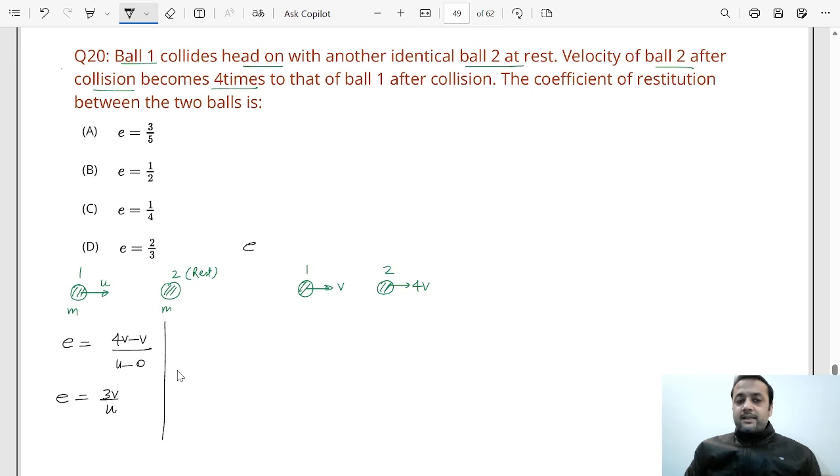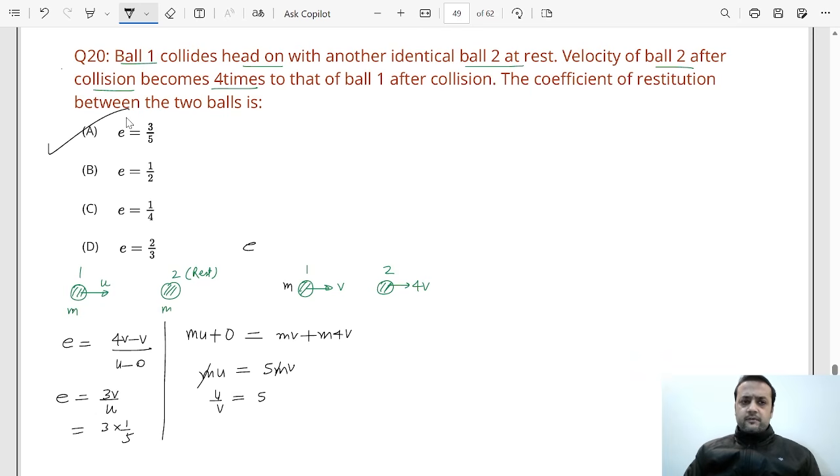Secondly, we know that momentum will remain conserved, which means m into u plus 0, because this was at rest, should equal m into v plus m into 4v. That means this will become 5mv. 5mv will be equal to mu. So from here you can see that u by v is 5. So basically v by u is 1 upon 5. So we can say that restitution will be 3 by 5. So option A will be the correct answer for this question.